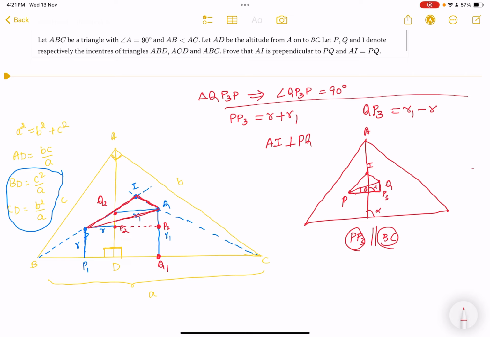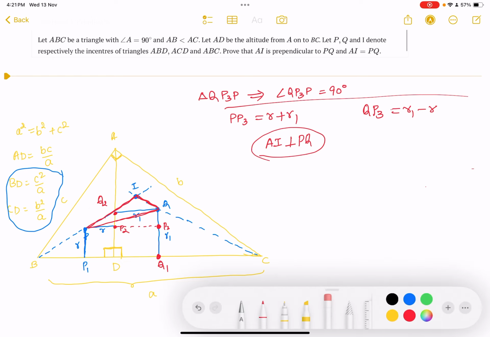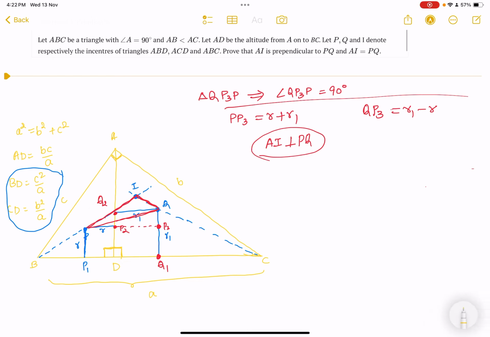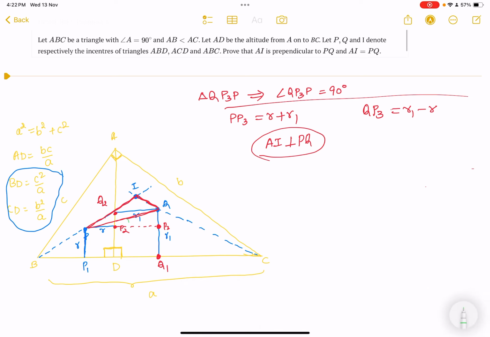So we have to find out, with PP3, PQ is making some angle and AI is making some other angle. If the difference of these two angles is 90 degrees, then we can say AI is perpendicular to PQ, correct? So we'll do that now. We'll find out those angles. So this angle is theta. Then what is tan theta?